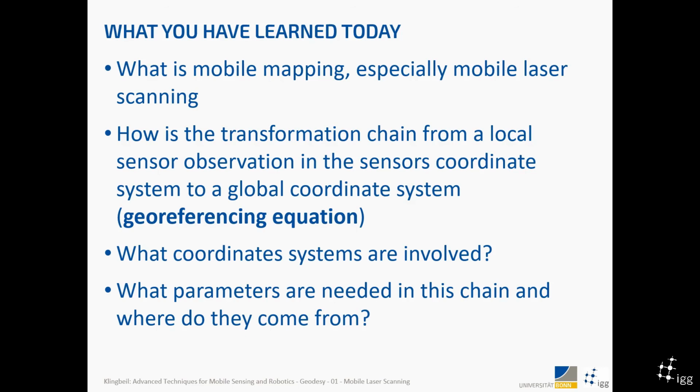Where do the parameters come from? What coordinate systems are involved? And what parameters are needed and where do they come from? That's what I just said before. So this is what you learned today. So you now should be able to really understand this equation and explain each and every letter and component of that equation.